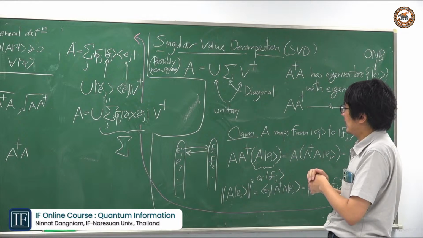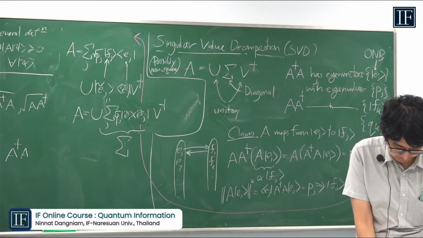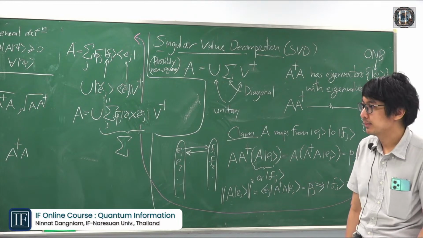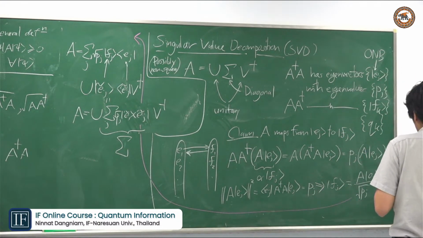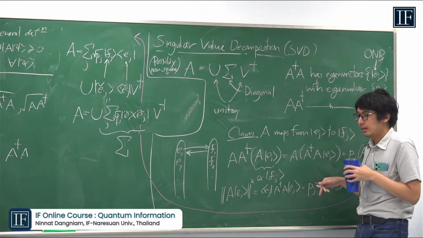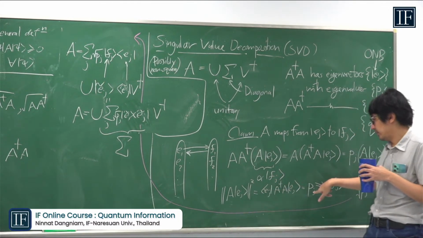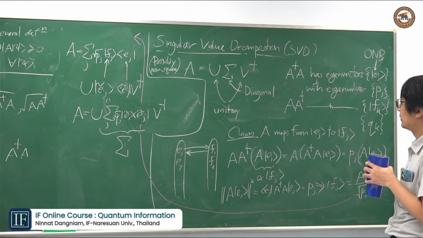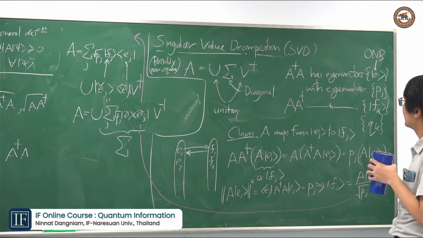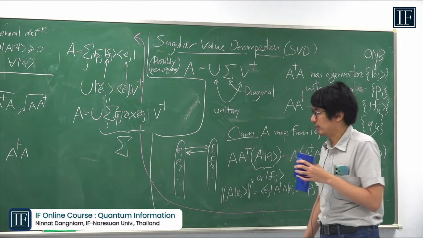Any questions or comments about this? Why do we have to take the square root? It is to normalize it, because here I'm calculating the square of the norm, so I have to take the square root.